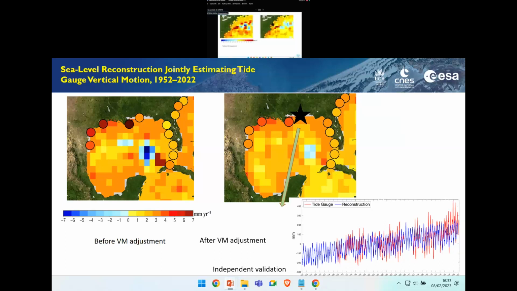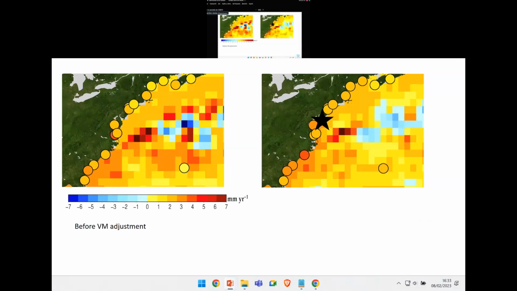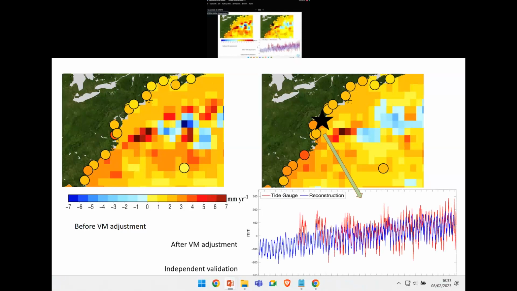So another case is the US East Coast. So let's see. So again, we see some of these slightly orange. I don't know whether you could see that. The pointer is not quite working. Right here, yeah, right there.